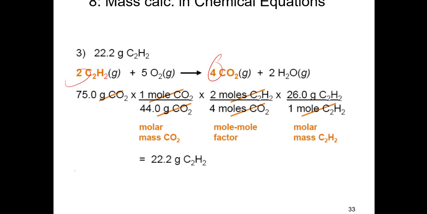Using the coefficients, we create a mole ratio, and we start off with grams of CO2, so we need the molar mass. Notice how everything cross cancels. And notice how whenever we have molar mass, it's always out of 1 mole.